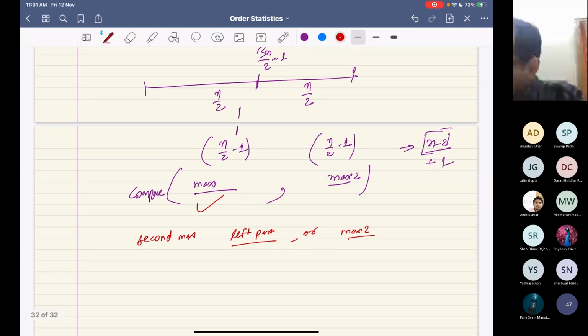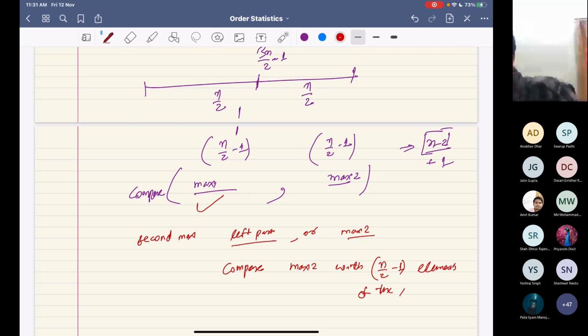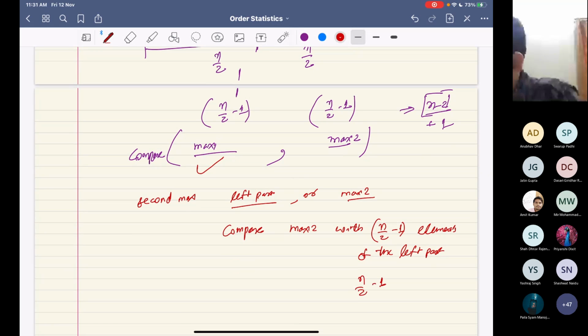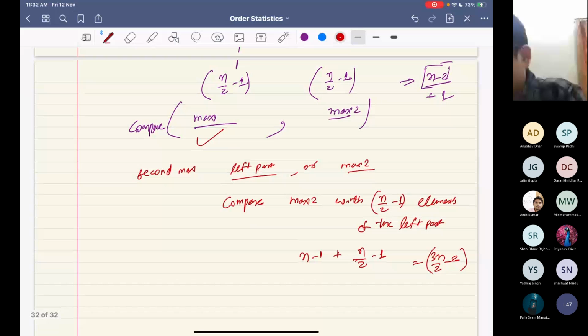Yes. So you will compare max 2 with the n by 2 minus 1 elements of the left part. That means you need another n by 2 minus 1 comparisons, and this will give you the answer, right? Finally, n minus 1 plus n by 2 minus 1. 3n by 2 minus 2 is what I think, unless I made a mistake.